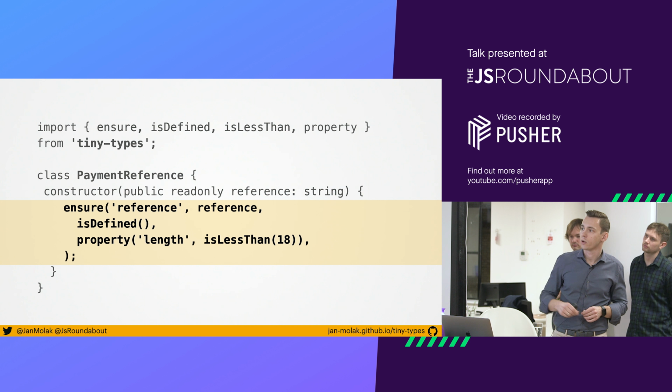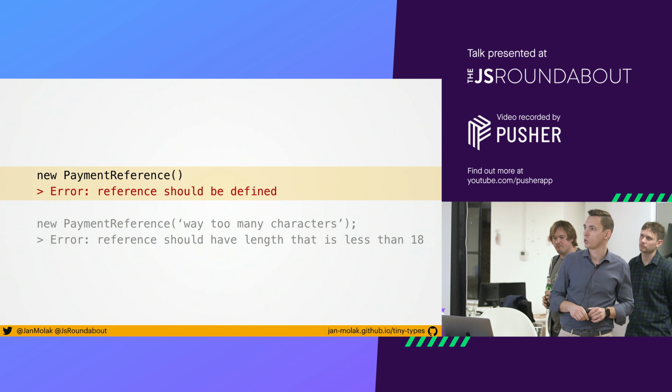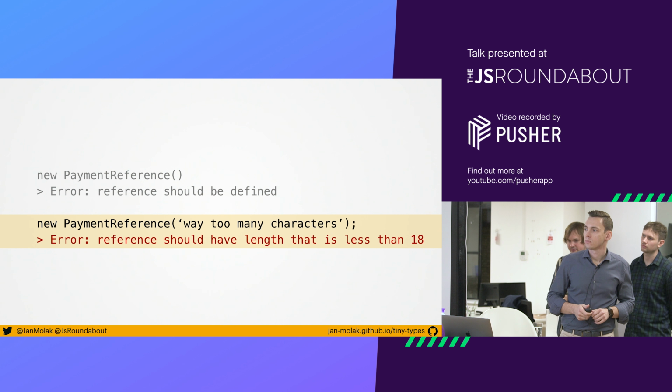So here I say that, well, I want to ensure that the reference is defined, that it has the property of length that's less than 18. Now, all this stuff is type safe, so I wouldn't be able to say in my DSL that the length is less than another string. It actually verifies that this is a number. Now, what this gives me, it also produces quite sensible error messages. For example, if I want to create a payment reference with no argument, I'll get an error: reference should be defined. If I try to put too many characters, well, reference should have a length that's less than 18 and so on. And it's very easy to extend those predicates with the ones you need for your domain.